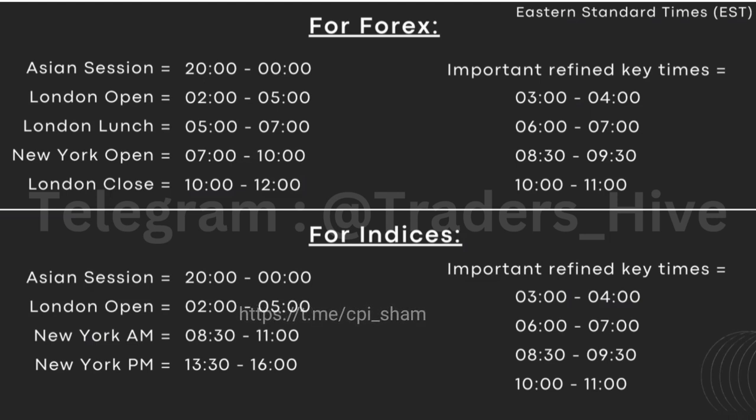And at the bottom, we've got the kill zone for indices. You can see the rest of the timings and characteristics are the same. The only difference is that with indices, we've got a New York AM kill zone and then the New York PM kill zone, and you can see the timing for that too. All of these are the different times that you have to match with price in order to make informed decisions. All of these must be accurately integrated with the rest of the concepts, and that's how you will see how good it works.